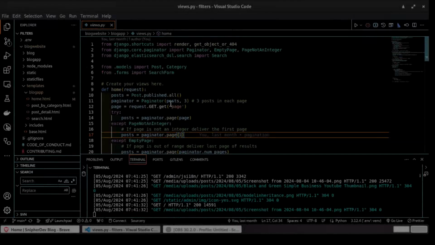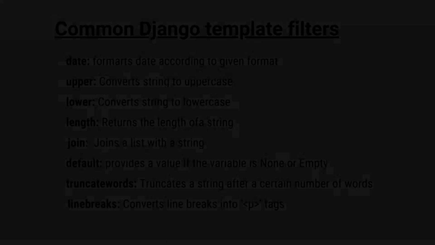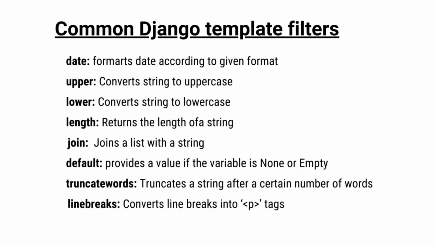Having said that, let's go through some of the common template filters. Here are some commonly used template filters. We have date, which formats a date according to a given format. We have upper, which converts a string to uppercase. We have lower, which converts a string to lowercase. Length returns the length of a string or a list. Join joins a list with a string. And then we have default, which provides a value if the variable is none or empty.